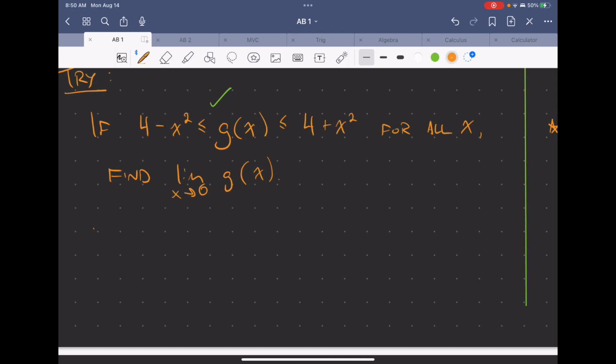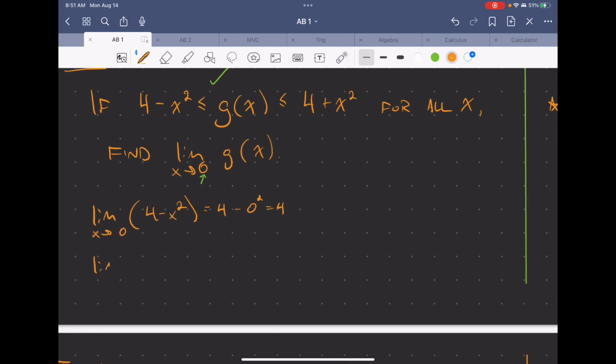And the other thing is that we have to check the limit as x is approaching whatever value you're approaching inside the answer. So we're looking for x approaching 0. And the left function is 4 minus x squared. So that would be 4 minus 0 squared, which is 4. And then if I check the right part of that inequality chain, that limit would be 4 plus x squared, x is approaching 0, so direct substitution says 4 plus 0 squared. And that's also 4. So the limits are the same here.